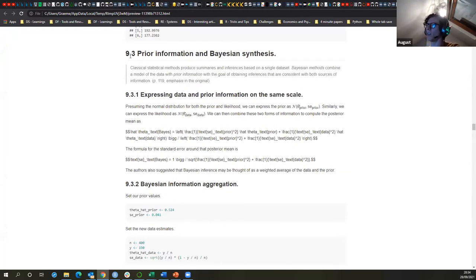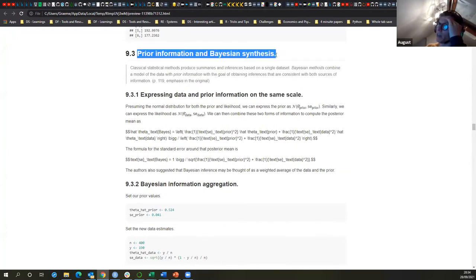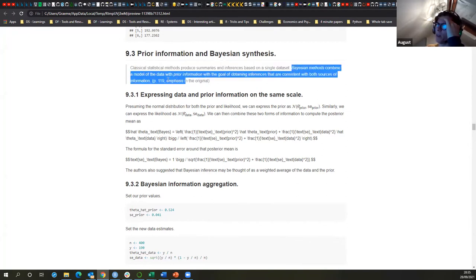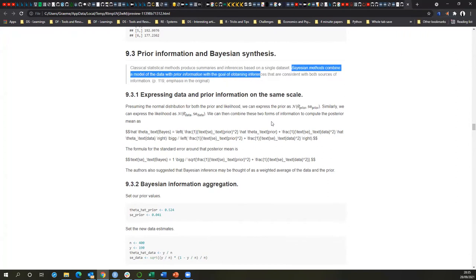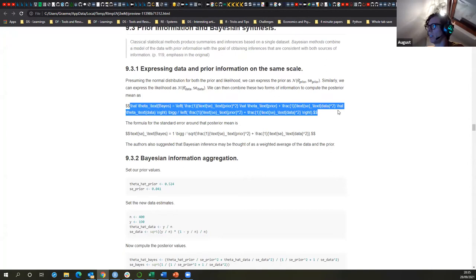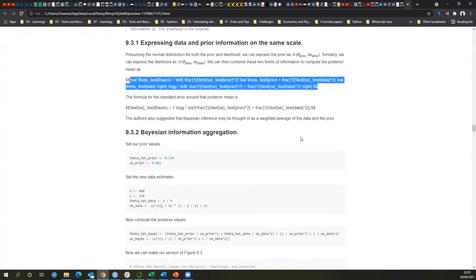Oh my God, there is actually loads of this. Prior information and Bayesian synthesis. Classical statistical methods produce summaries and inferences based on a single data set. Yes, that's what we were talking about before. Bayesian methods combine a model of data with prior information. Is this the Bayesian formula? Or it's supposed to be? Yeah, it's combining the two to give you the result.